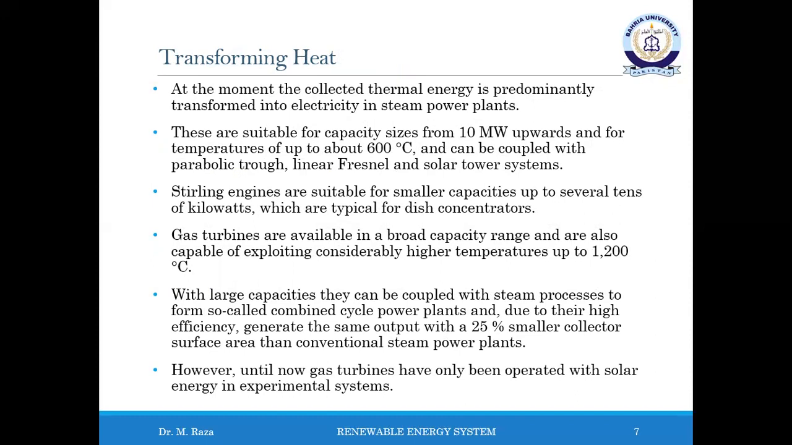Stirling engines are suitable for smaller capacities up to several tens of kilowatt, which are typically for dish concentrators. Gas turbines are available in a broad capacity range and are also capable of exploiting considerably higher temperatures up to 1200 degrees Celsius.